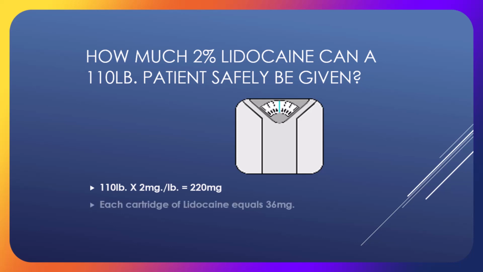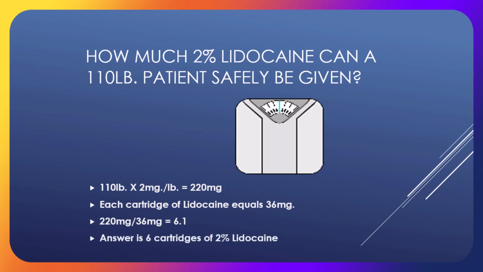352 milligrams. Each cartridge of lidocaine still contains 36 milligrams in a 1.8 milliliter cartridge. So instead of the 220 there, it's the 352 that we got by multiplying 110 times 3.2. So 352 divided by 36 milligrams of lidocaine in a 1.8 milliliter cartridge gives us 9.7 cartridges of 2% lidocaine that can be given to the patient based on the new updated chart. So instead of 6, it's 9.7 cartridges of 2% lidocaine.